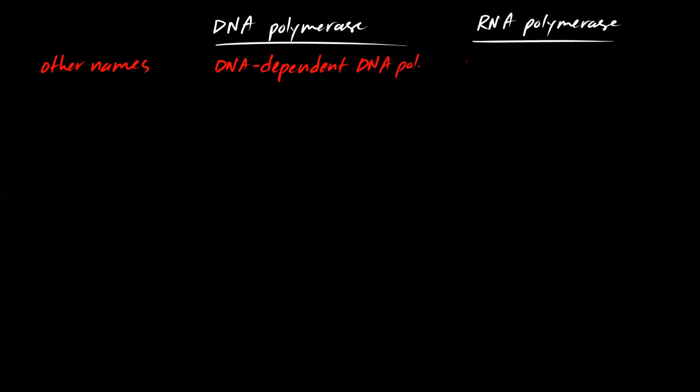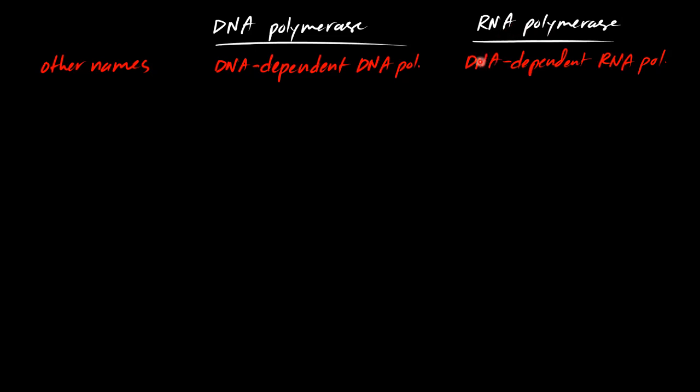The RNA polymerase is also called DNA dependent RNA polymerase. So DNA dependent DNA polymerase means that this enzyme uses DNA as a template to synthesize DNA. DNA dependent RNA polymerase means that this enzyme uses DNA as a template to synthesize an RNA. Okay.